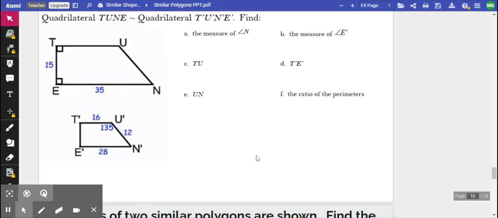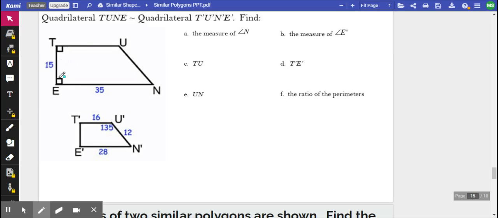Moving along, we have two quadrilaterals, which don't have any other name besides quadrilateral. So we're going to look through and answer A through F in this problem now. We're going to try to use what we know about similar shapes. All of the angles are congruent, sides are proportional, to determine what we have going on for all these answers. So let's try to do the easiest ones first. We know that they're similar.